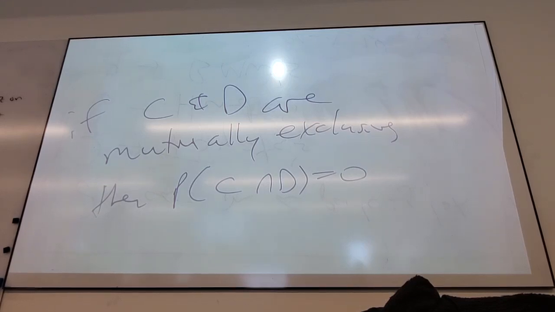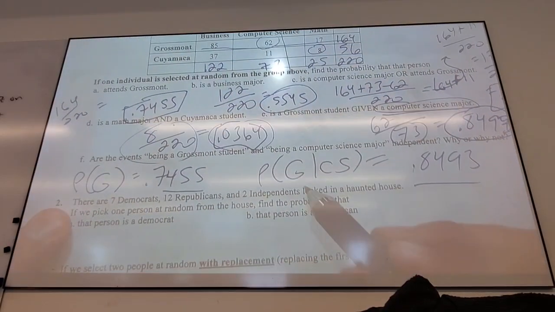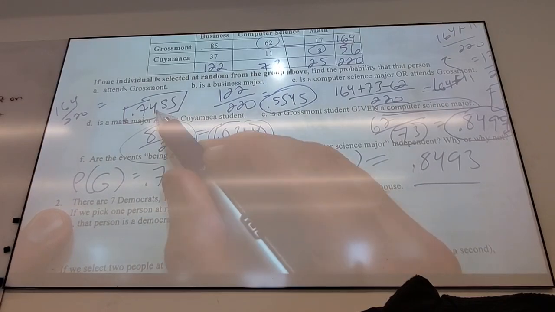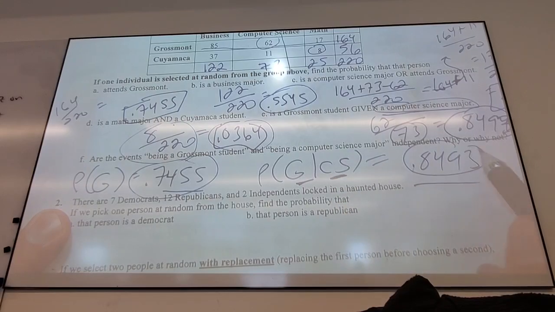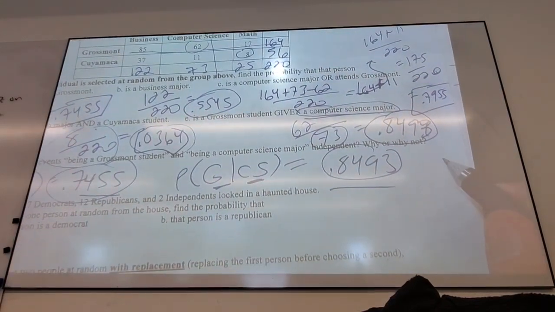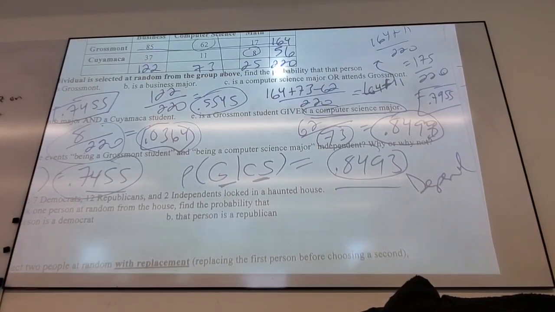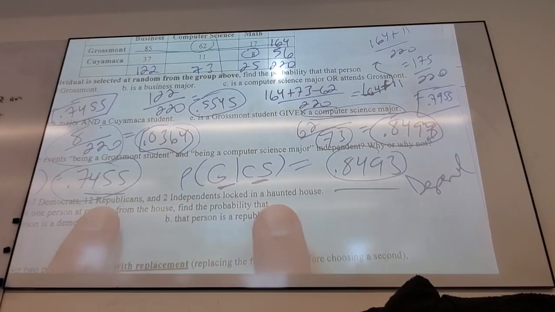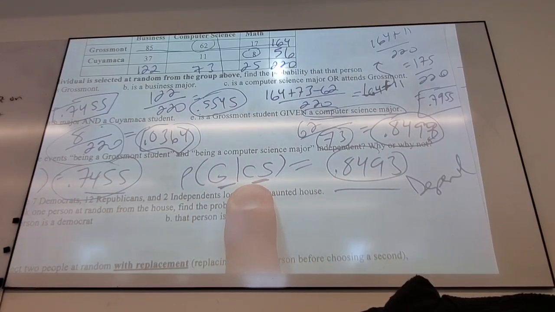Okay, so going back to the Harlem Cat, how do we justify that if they are independent? I want you to notice, and I do this all the time, didn't we do all the work we had to already? Probably Grossman is here. Does it change if I'm given their computer science major? Yes. So what is the answer? Are they independent or dependent? They're dependent. The probability they're a Grossman student depends on if they're a computer science major or not, because the probability they're a Grossman student changed when I knew they were a computer science major.